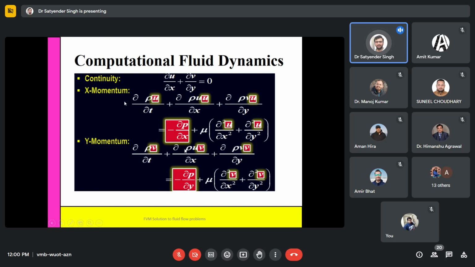So for x momentum, if I will be solving for u, then where will this p be assigned? Because for p, a separate location should be there in the code, in the computational domain. From there I can get this value of p for my equation for u.